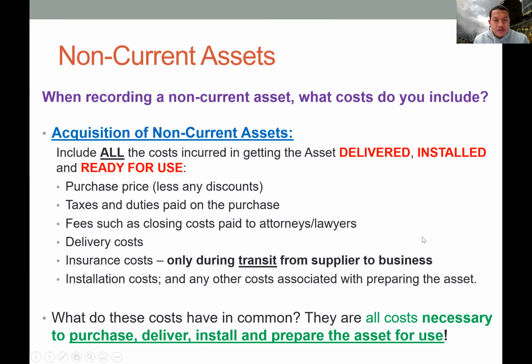Okay, I think we have already discussed this in the acquisition process. So basically, what type of cost should be included in the acquisition cost? Any cost related to the process of purchasing, delivery, installation, or any other process until the asset is ready for use should be included as part of the acquisition cost. Okay, so you have to analyze whether the cost is directly related to this process or not. If it's directly related, it should be included as part of the acquisition cost.